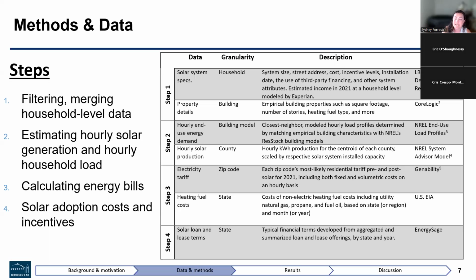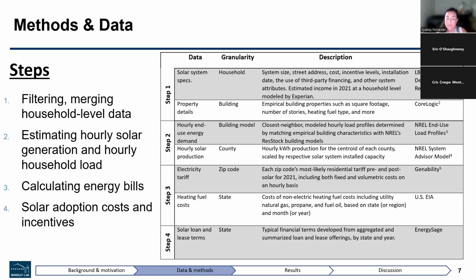So we take that, and then in step 2, in order to get the solar production and the load both at an hourly level, we use the NREL System Advisor Model, and we come up with a capacity factor for each county, depending on where the household is located. And then with that, we have the empirical size information, so we can estimate an hourly curve for the generation profile of the solar system. We also have the age of the solar system, so we can decrease the production in ways that make sense with aging.